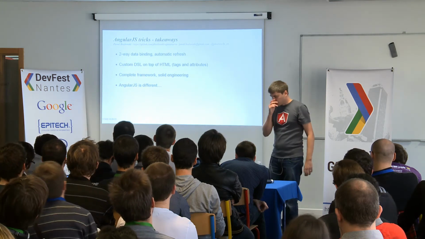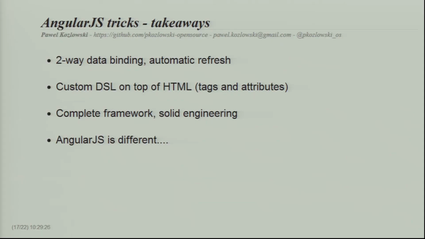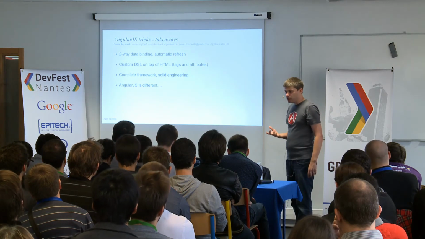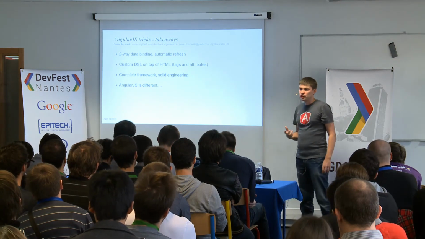So those are the things that I would like you to take home from this presentation. So the first is really give AngularJS a try if you haven't done so already. Because it gives you this two-way data binding with automatic refresh, which dramatically reduces the amount of code you write, and at the same time enables things like declarative animation. This machinery that is doing rendering for you can actually do some cool stuff behind the scenes.